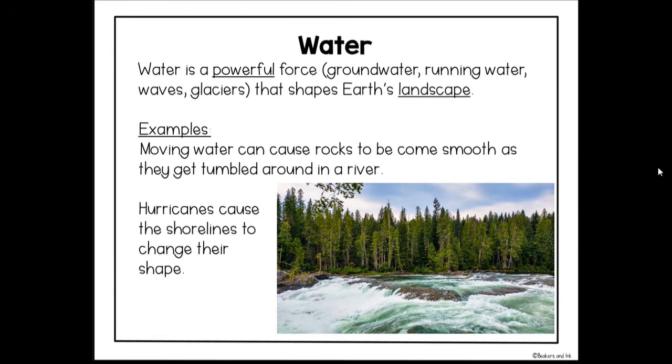Water is a powerful force, no matter what type of water we're thinking of: groundwater, running water, waves, glaciers. Water plays a huge role in shaping Earth's landscape. In a river, moving water causes those rocks to become smooth. They get tumbled around in a river. The rocks can cause other rocks as they hit against each other to break and become smaller. Hurricanes can cause shorelines to change their shape.